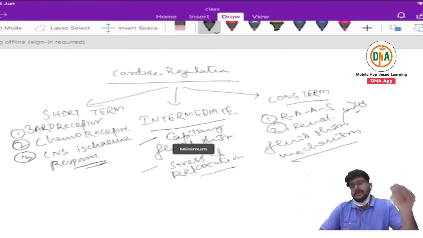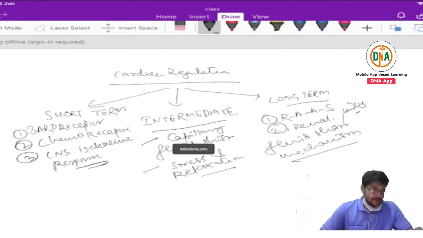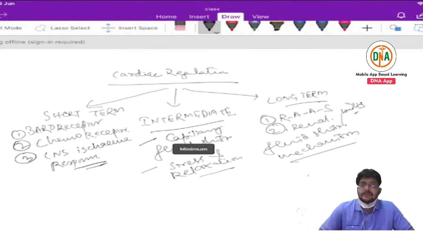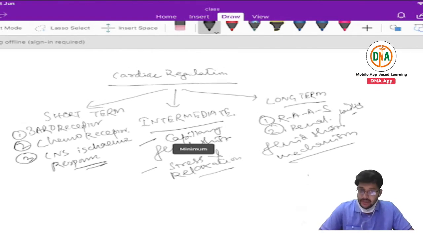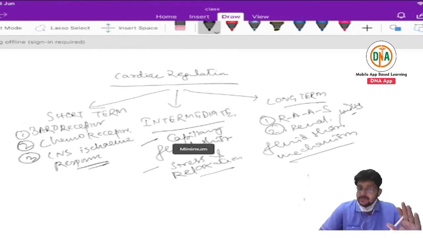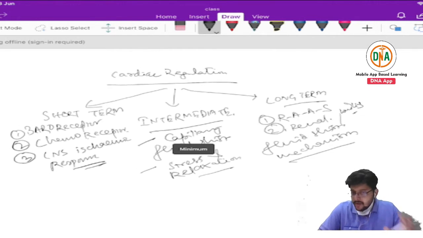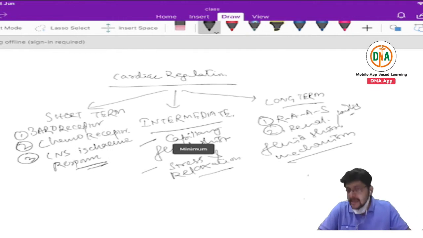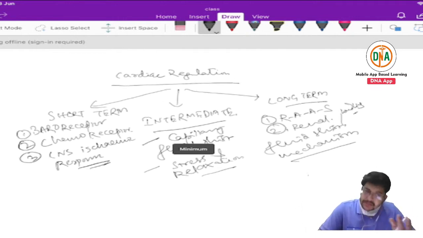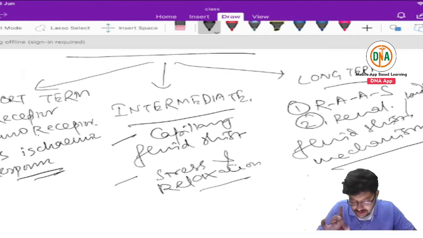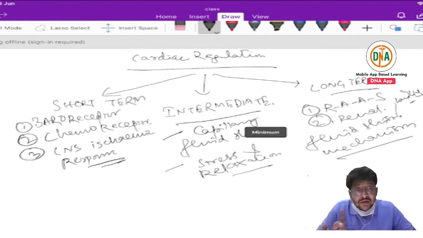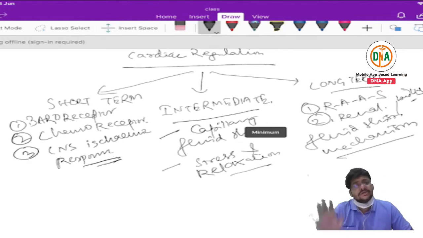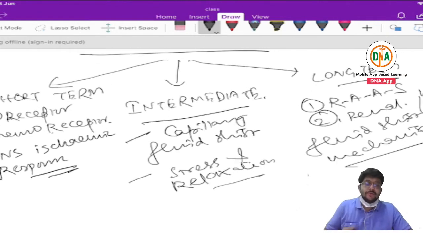So among all this, some of the topics for your first prof or for your university exam, you need to understand very well, and some of the topics you need to have an overall view. While writing, some topics you have to write in very intrinsic depth, and some topics you can just give an overview. Some of these, like baroreceptor, chemoreceptor, RAS, can come as short notes, whereas others you just have to have superficial knowledge.